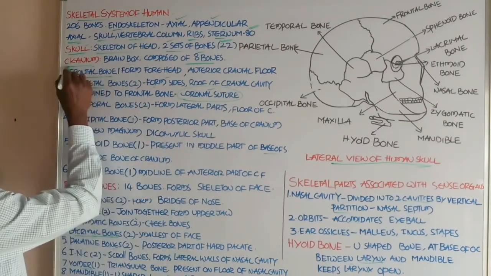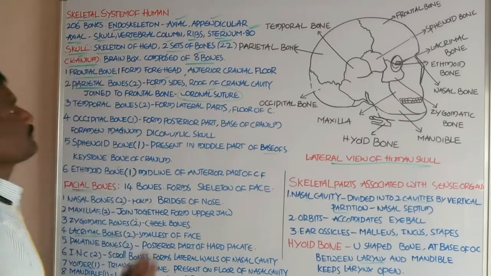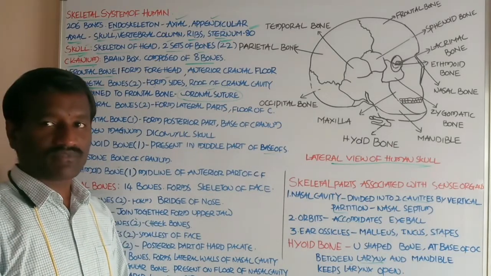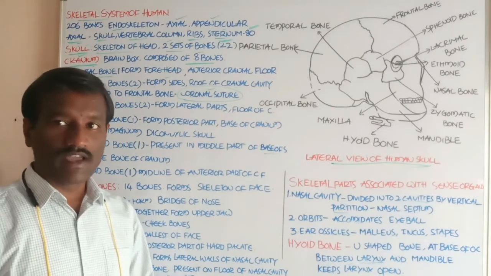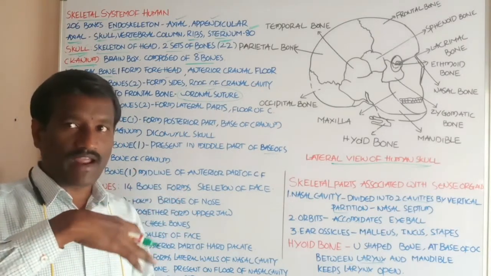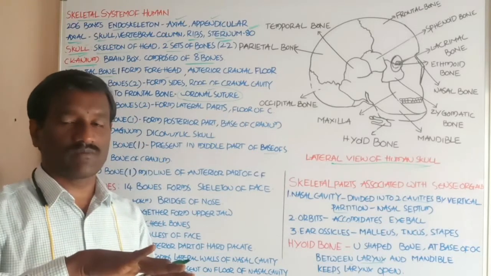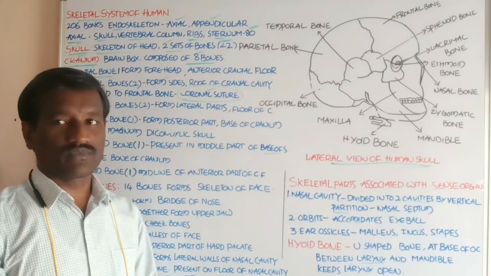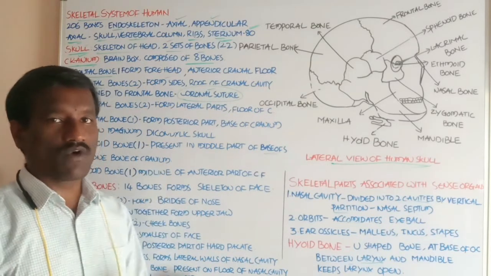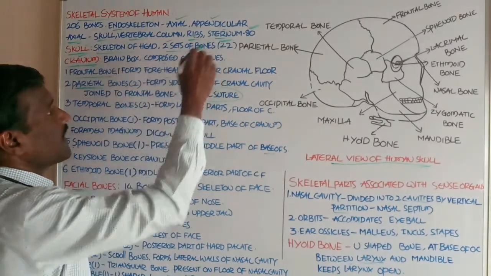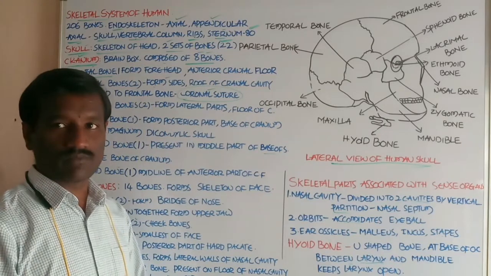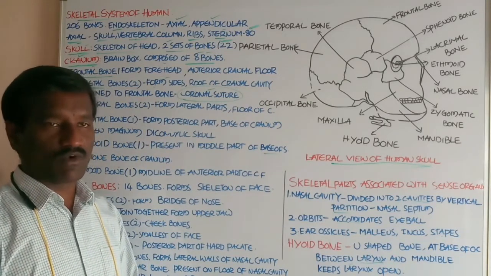Student, next is the cranium. It is called the brain box. Why is it called the brain box? The entire brain is enclosed by the cranium. Hence it is called the brain box. Student, the cranium is composed of 8 bones. These are cranial bones.